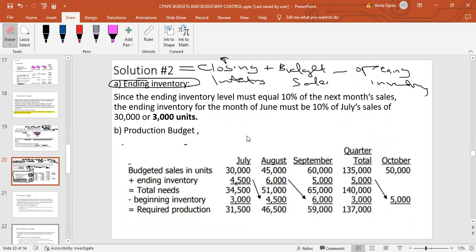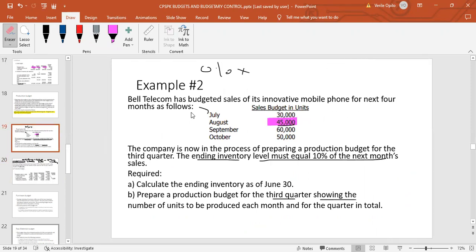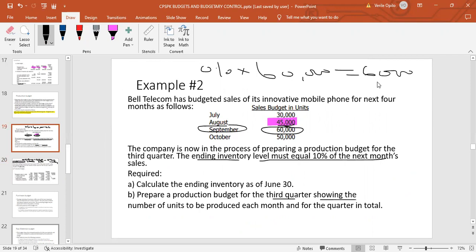Then we go to the next month. The next month is August. So when we start August, we are going to still use the same idea, that it will be equal to your closing inventory plus the budgeted sales, and then minus the opening inventory. So the budgeted sales for August is 45,000, and the closing inventory, you're saying that it is equal to 10% of what is expected to be sold in the next month, which is now 60,000 to be sold in September. So 10% of 60,000, that should give us a total of 6,000 units. So our closing inventory should be equal to 6,000.